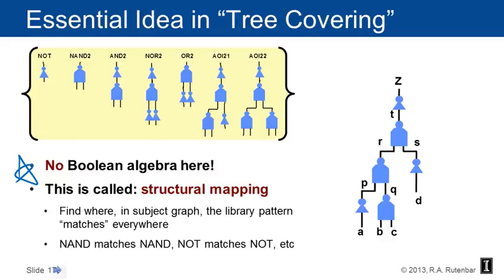So look, here's a concrete example. Let's select the AOI21. So it's got an inverter on the top, and then a NAND gate, and then the inputs to the NAND gate are 1 NAND gate and 1 inverter.